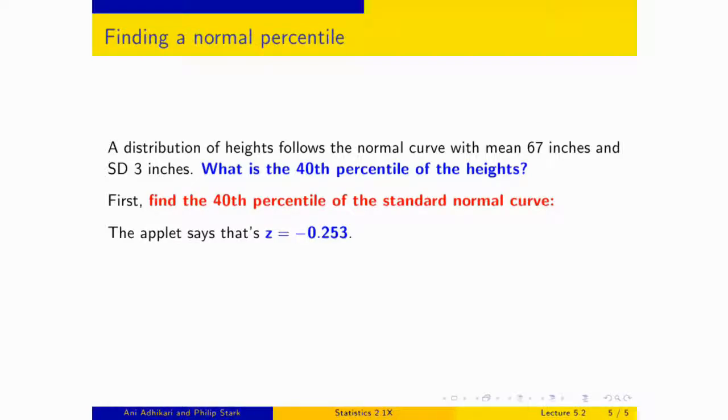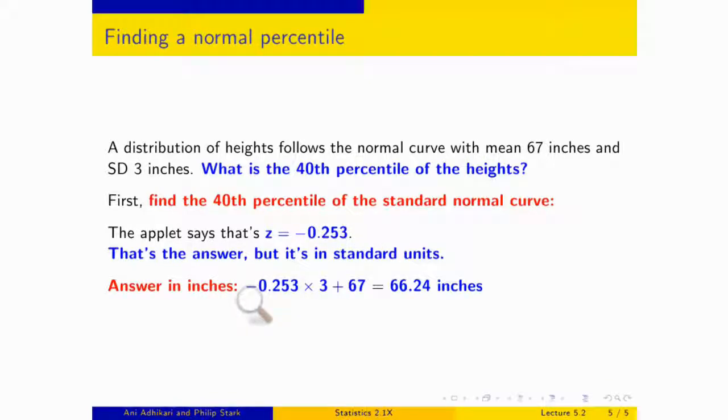I am done. Well, except I'm in the wrong units. I'm in standard units. I don't want standard units as my answer. I want a height. I want a height in inches. So what do I do? I convert these standard units to a height. I know how to do that. The height that I want is minus 0.253 standard deviations above the average, and that is 66 and a bit inches. Just below 67, as we had expected. And so what you know now is to use your standard normal applet to find areas and percentiles under any normal curve at all.